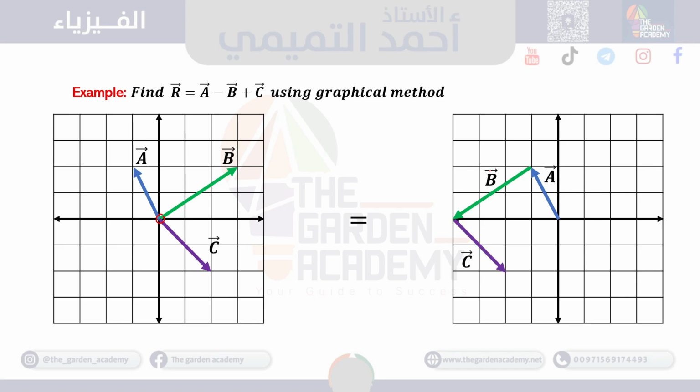And finally to find the resultant vector we close this polygon and we start from the tail of the first vector and we end at the head of the last vector. And this is vector R which represents the resultant vector of A minus B plus C.